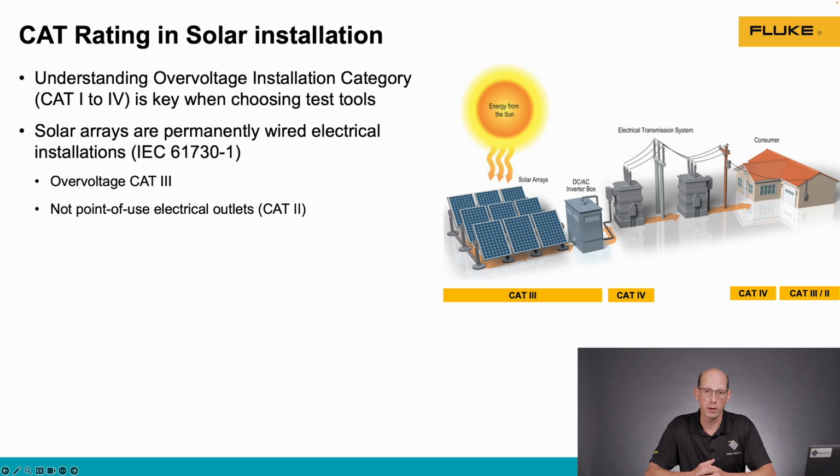Category 4 environment is the closest category towards the utility. That would be things like our meter enclosures, our main service disconnects, or if you're doing a utility scale solar inverter, between the inverter output and our point of interconnection with the medium voltage transformer, would all be considered a category 4 environment where there's a higher hazard from transient voltage spikes.